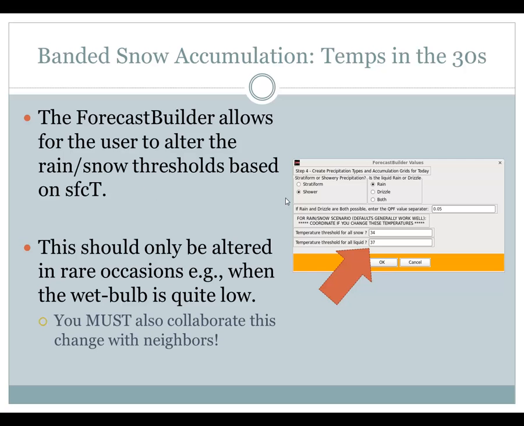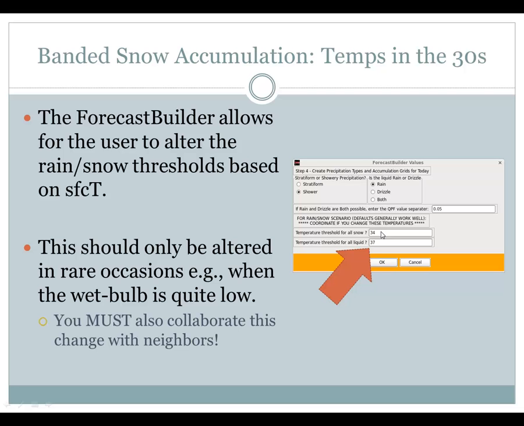So recall that in the step where you create precipitation types and accumulation grids, the forecast builder allows you to change these values: the threshold for all snow of 34 and the threshold for all liquid at 37. Now, there are very rare occasions where this would actually be changed by the forecaster.